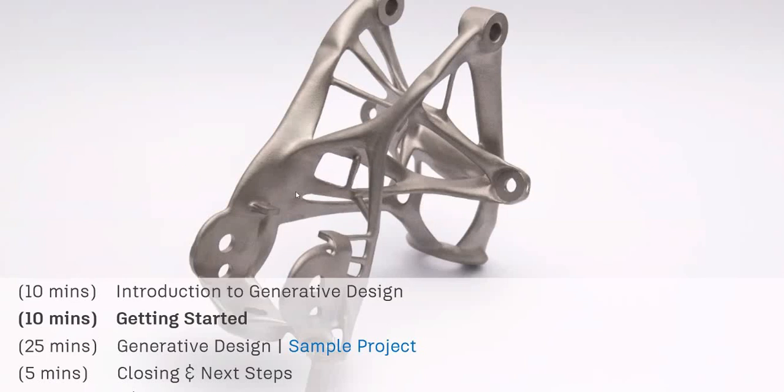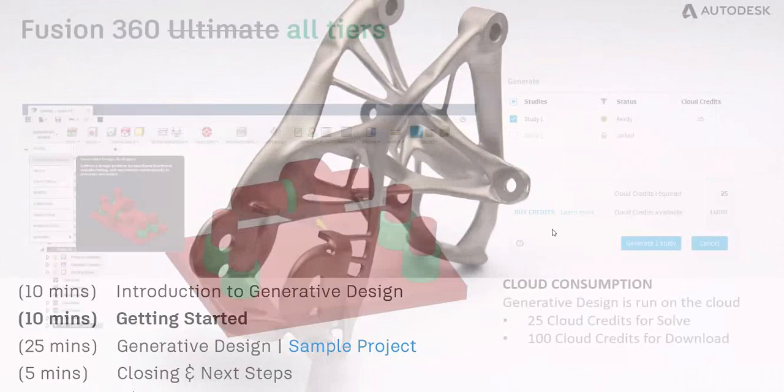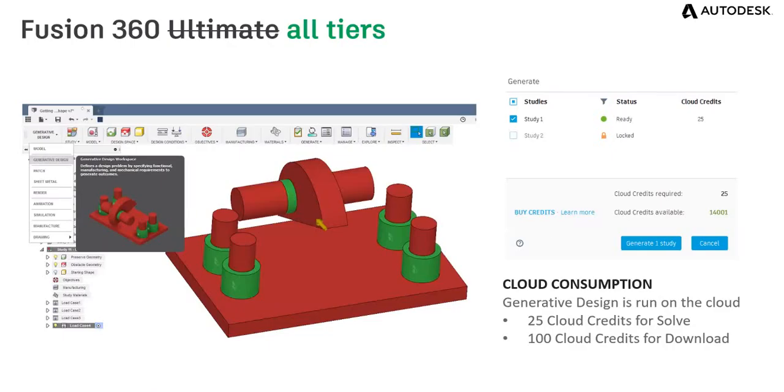Okay, so moving forward, I just wanted to spend a couple minutes talking about how you can get started using generative technology yourself. So generative used to be only available to Fusion Ultimate subscriptions, but now generative is available to any commercial Fusion license. So the key point there is commercial. It runs on a cloud consumption model, which is 25 cloud credits to generate those hundreds of options that we talked about, and then 100 cloud credits to output one of those solid CAD models. So we'll talk a little bit later about what that means.